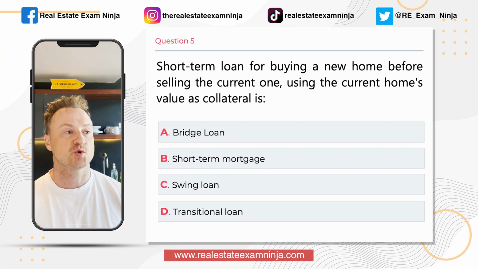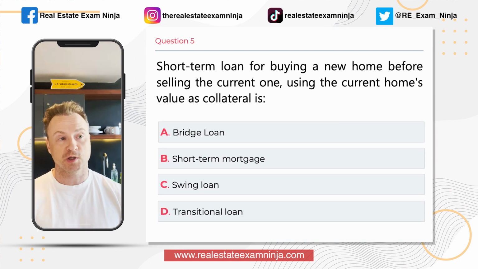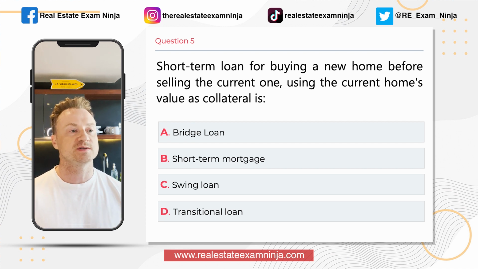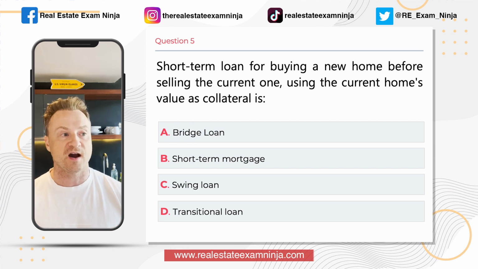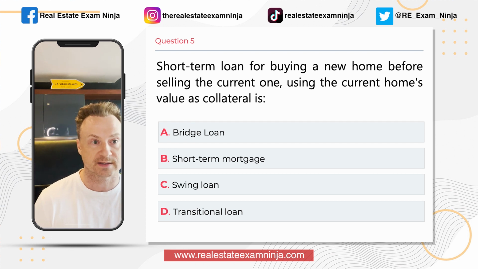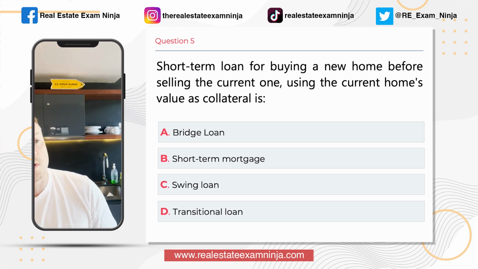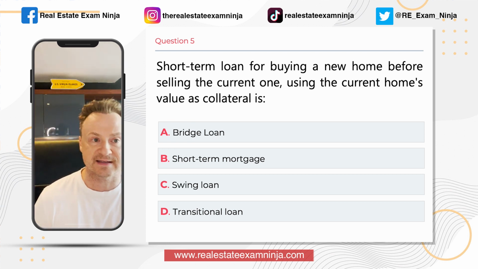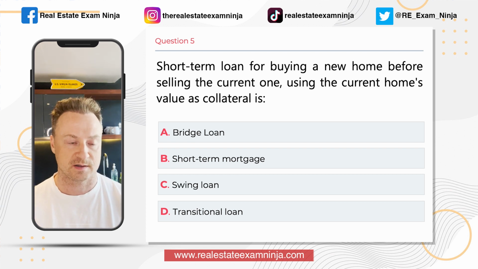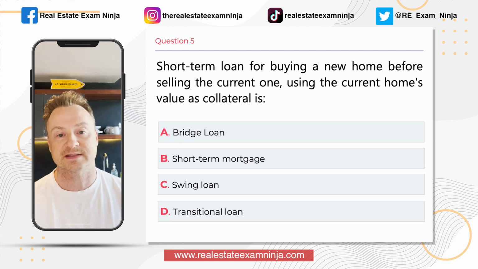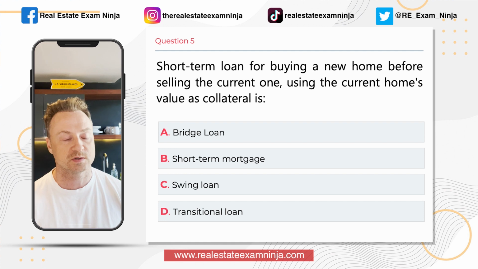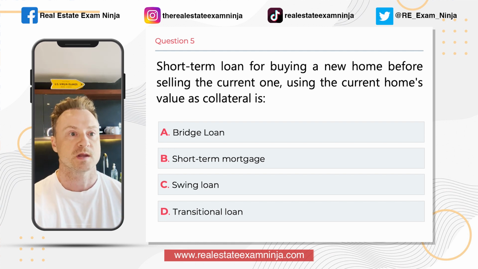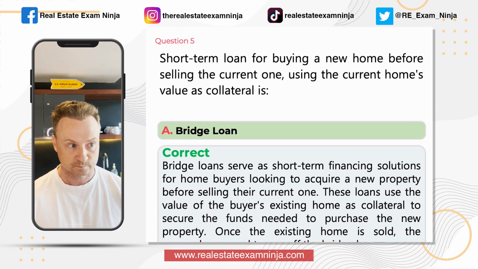All right, next question. A short-term loan for buying a new home before selling the current one, or using the current home's value as collateral, is called what? This one, you do not see this word very often. So I would not put this in the common sense category. This is one that you got to write down, make a note card, right? So this is called a bridge loan.